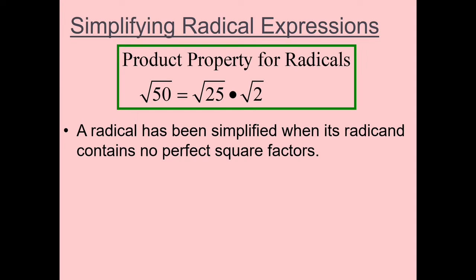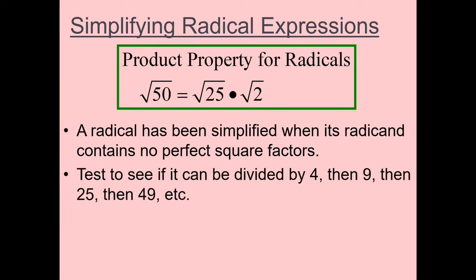Okay. So, ito yung rule natin, product property for radicals. A radical has been simplified when its radicand contains no perfect square factors. So, kapag masasabi natin na yung radical natin, simplified na siya if and only if wala na tayong radicand na may perfect square na factor. Ano po ba yung mga perfect square natin? Okay, 1, 4, what else? 9, yung mga perfect square natin, 16, 25, 36, 49, na na-discuss natin dun sa ating previous lesson.